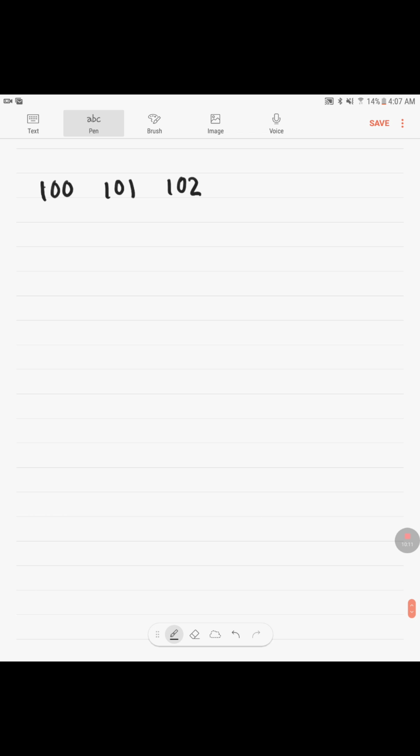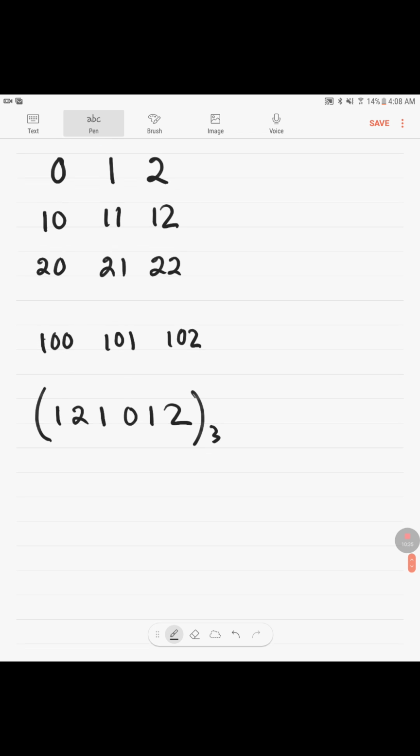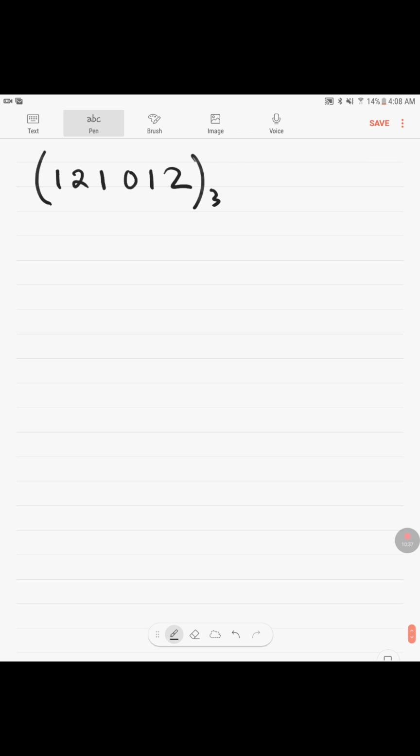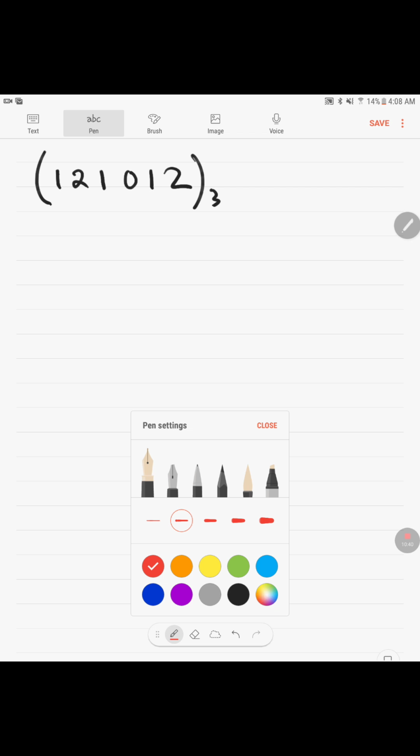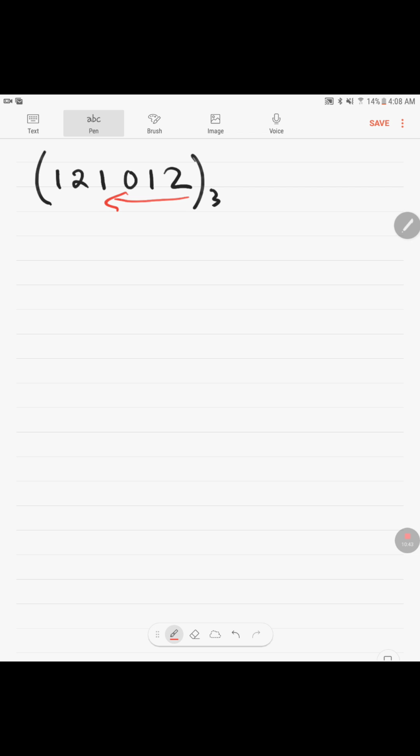Now let's say we have a number that's 1 2 1 0 1 2 in base 3. How would we transform it back to the decimal system? It's really easy, just an application of applying the power.